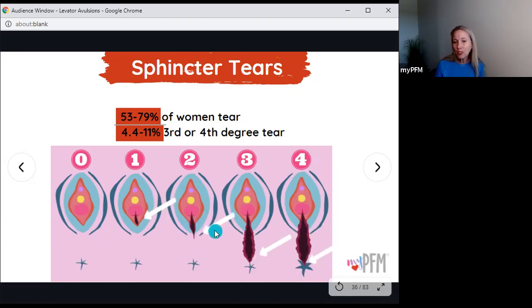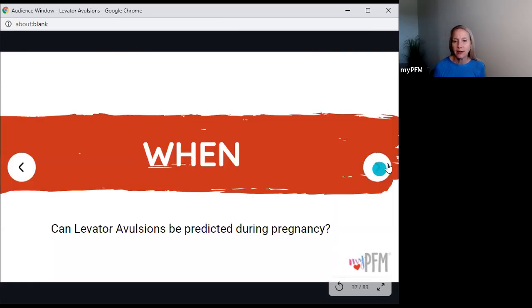Sometimes there are statements out there that some people may be classified as a severe grade 2 who really should have been classified as a grade 3. So just keep in mind that even if you had a grade 2, you may potentially still have had some external anal sphincter injury if it was misclassified. Okay, so now when is it possible that levator avulsions can be predicted during pregnancy? Wouldn't that be amazing?